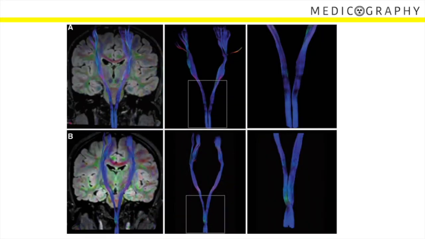Another example here, this is a 3 Tesla MR DTI tractography, and if you analyze this, this is blue color and this is going up and going down. Remember, this is the projection fiber. This represents the corticospinal tract.